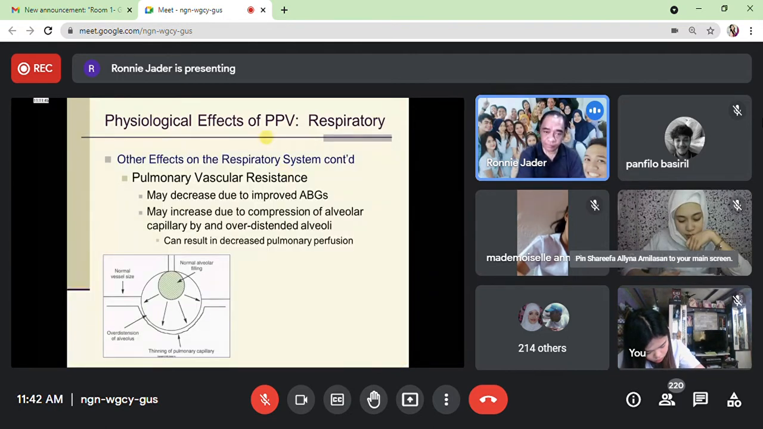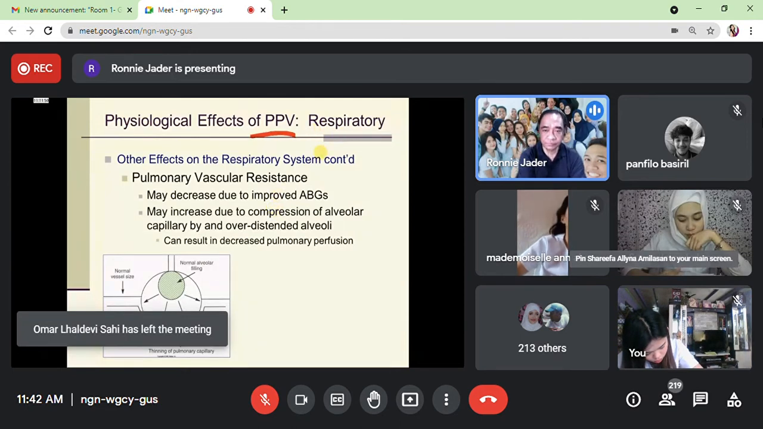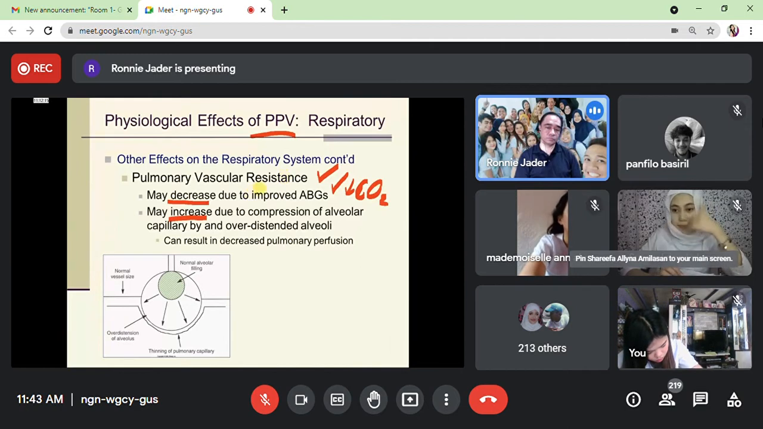Okay, so physiological effects of positive pressure ventilation. You're hearing me say that a lot. Pulmonary vascular resistance. This is tough to get your head around because in some instances it's decreased, and in some instances it's increased. We can get a decrease in pulmonary vascular resistance because we actually have higher PaO2s and lower CO2, and that will improve pulmonary perfusion.